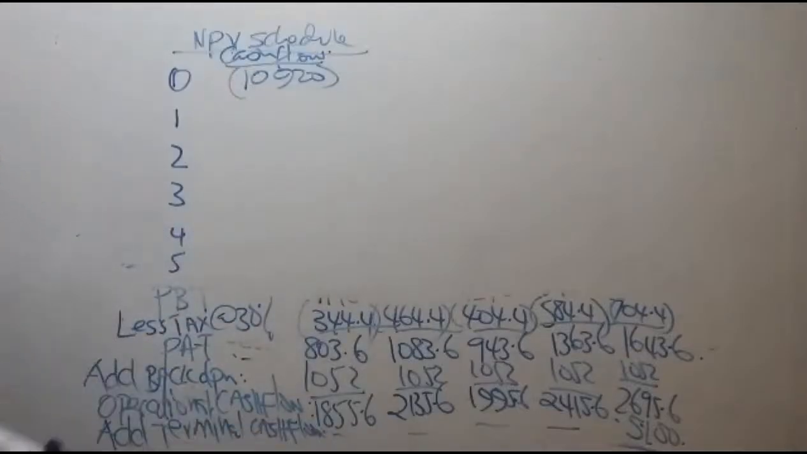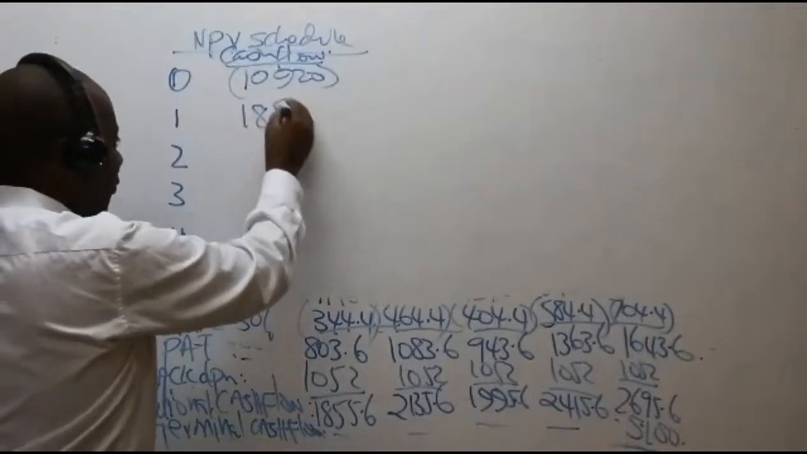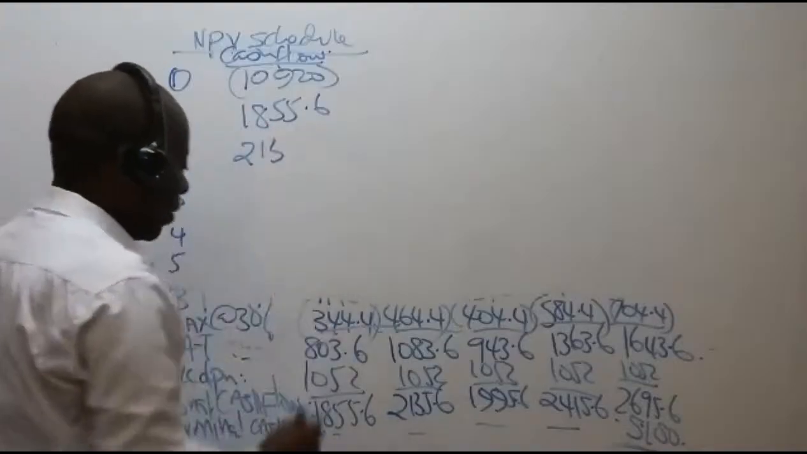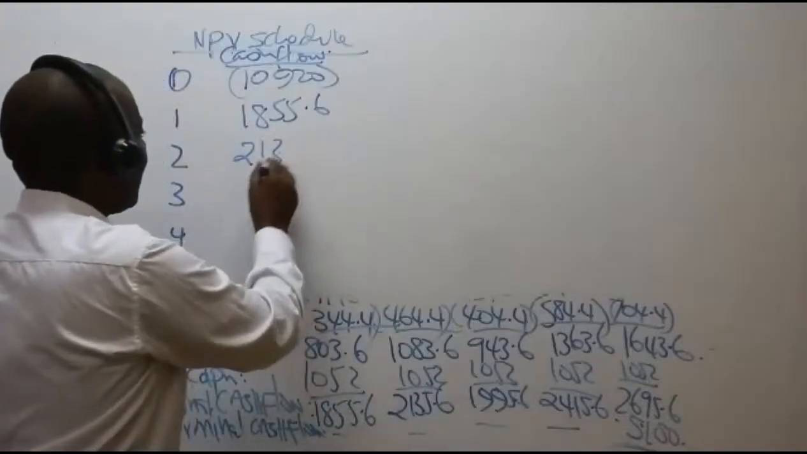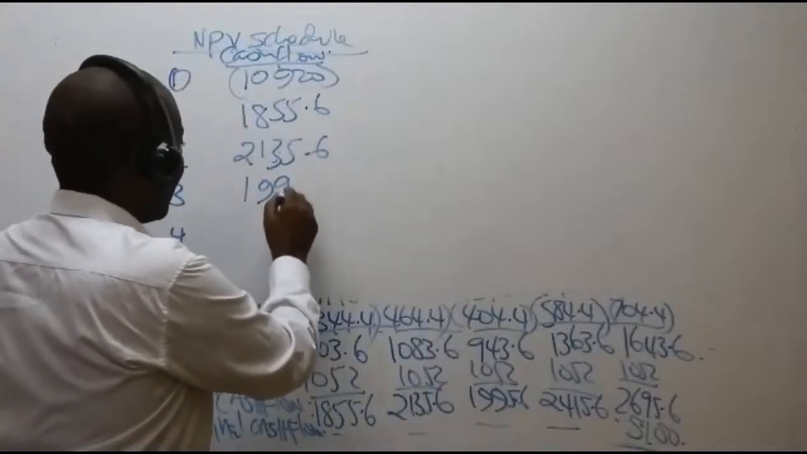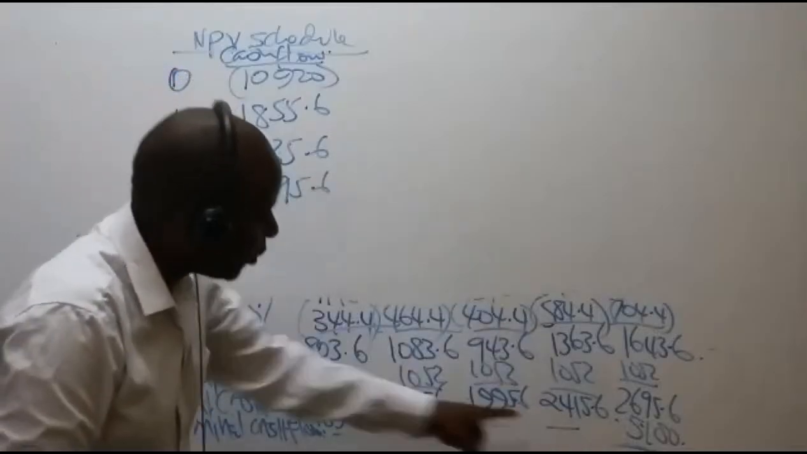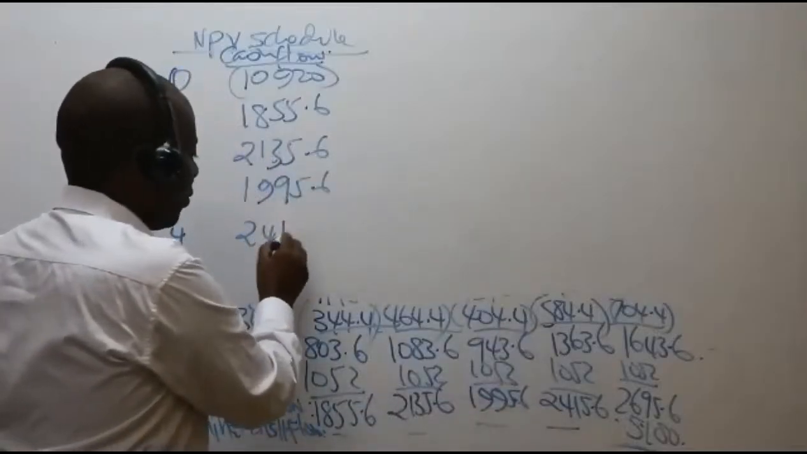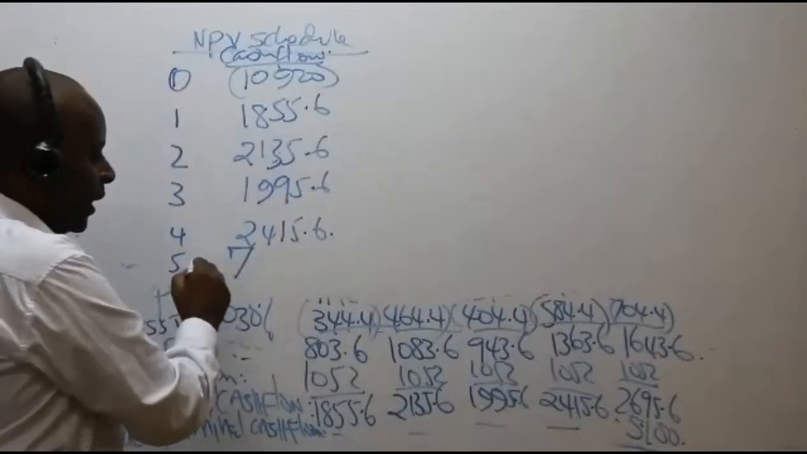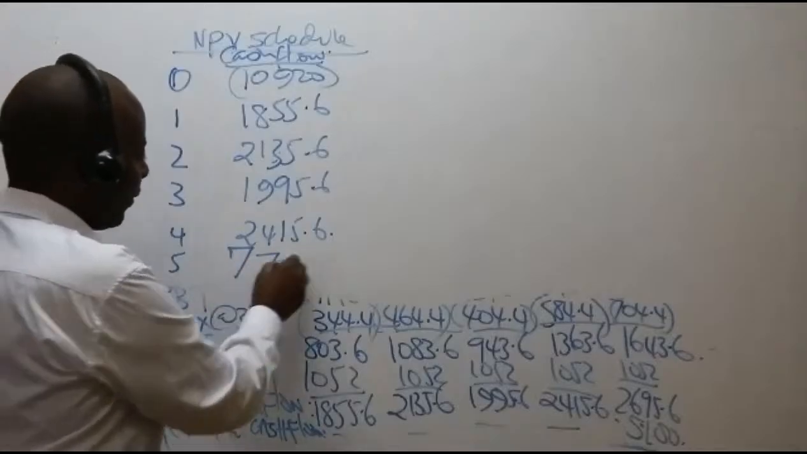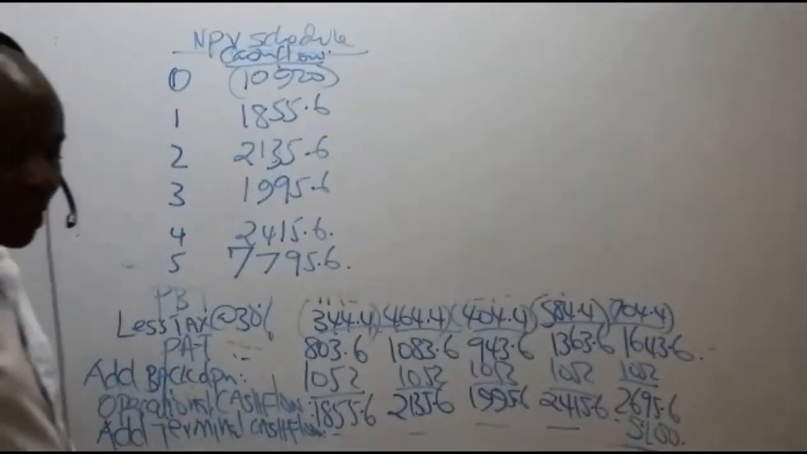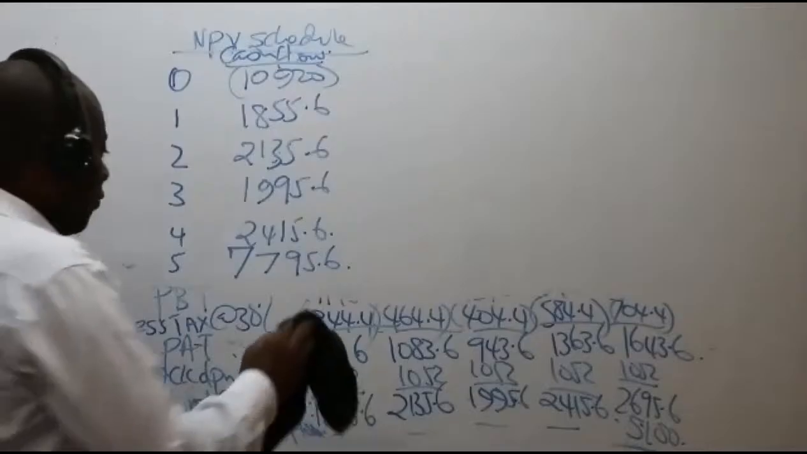Year number 1, I know I will achieve 1855.6. Year number 2, I will get 2135.6. This one here we have 1995.6. This one here we have 24,115.6. And then year number 5, lastly, you guys gave me 77,95.6.